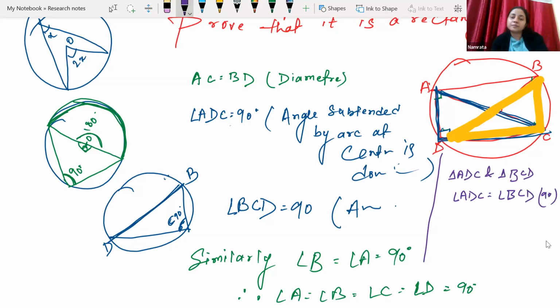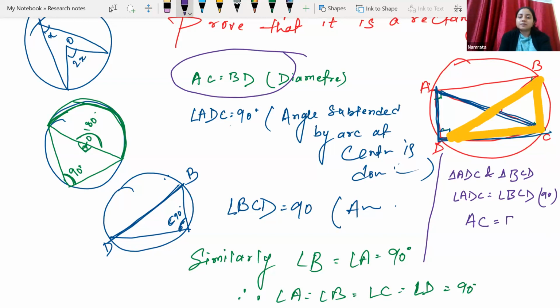Okay. Now what else? Both the diagonals are diameters. That means both the diagonals are of the same length, right? We have written in the very beginning that AC is equal to BD. Okay, AC and BD are the same. It was already given. What else can be taken over here?